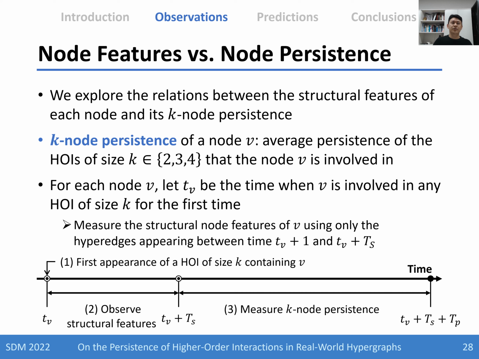Here we define a new measure, K-node persistence of one node V, which is the average persistence of HOIs of size K, where K is 2, 3, or 4, that the node V is involved in. We use the same node features and measure similarly as in the previous analysis.